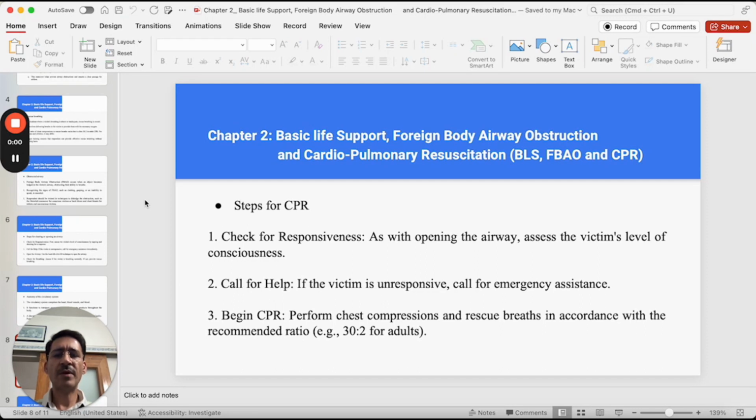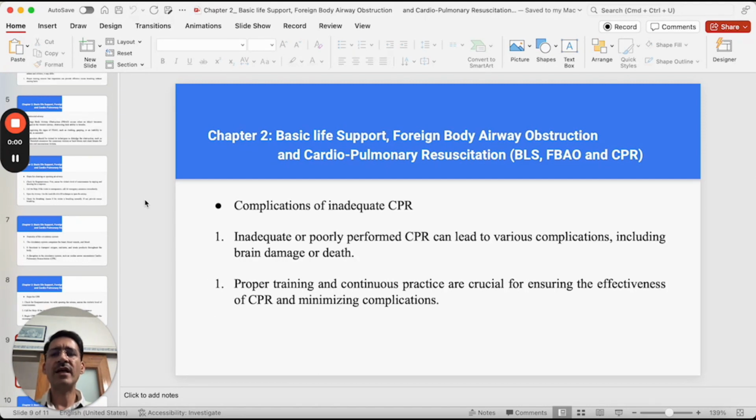Perform the chest compressions and rescue breaths in accordance with the recommended ratio, that is 30/2 for adults. Complications of inadequate CPR. Inadequate or poorly performed CPR can lead to various complications, including brain damage or death. Proper training and continuous practice are crucial for ensuring the effectiveness of CPR and minimizing complications.